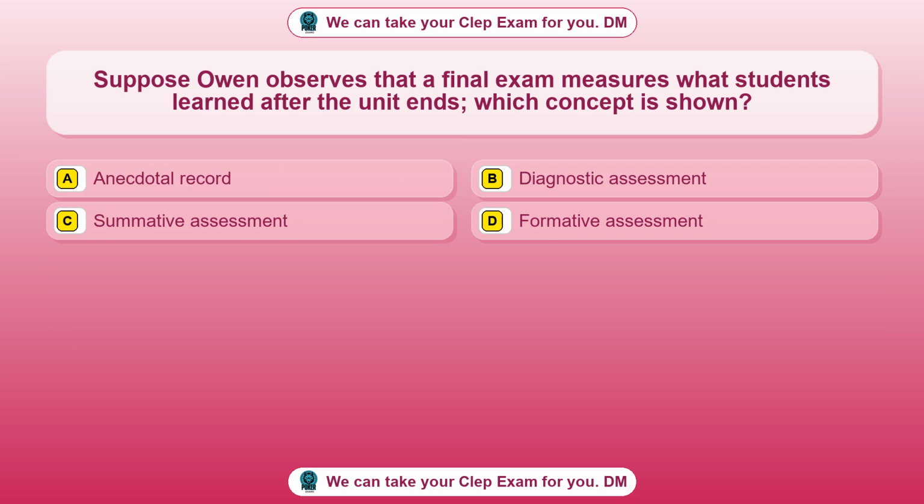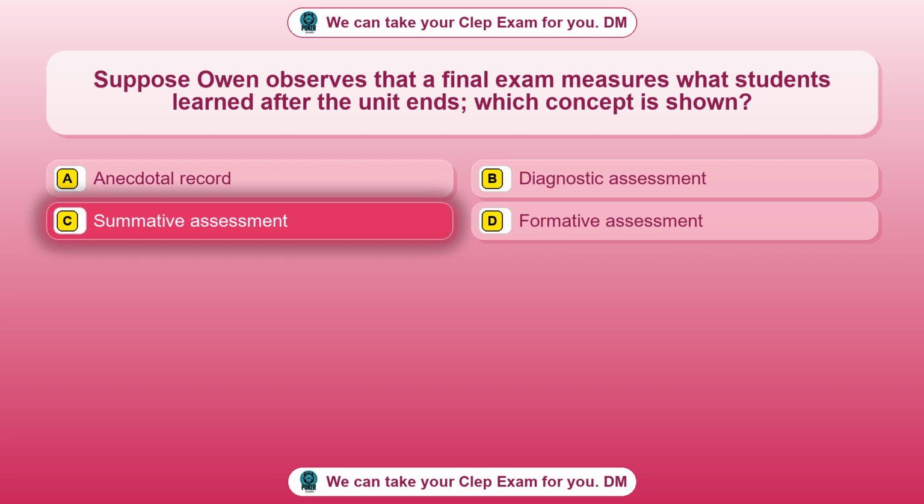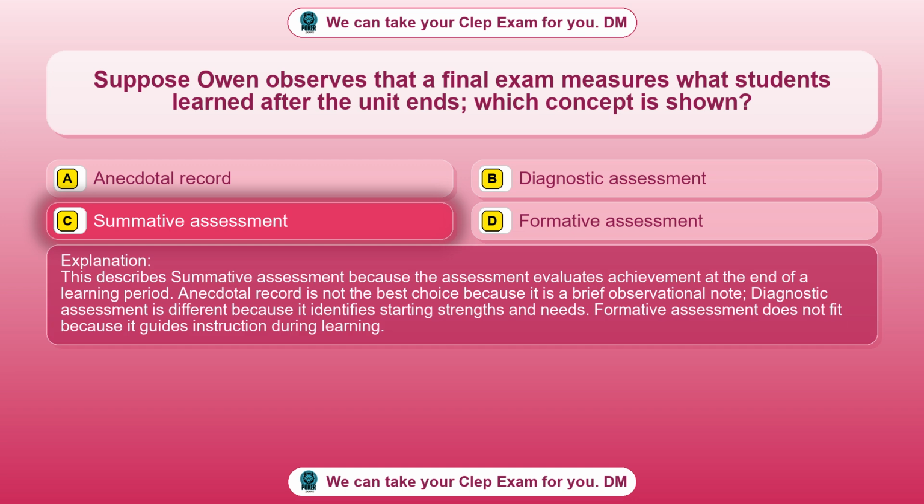Question 53. Suppose Owen observes that a final exam measures what students learned after the unit ends. Which concept is shown? Option A, anecdotal record. Option B, diagnostic assessment. Option C, summative assessment. Option D, formative assessment. The correct answer is option C, summative assessment. This describes summative assessment because the assessment evaluates achievement at the end of a learning period.